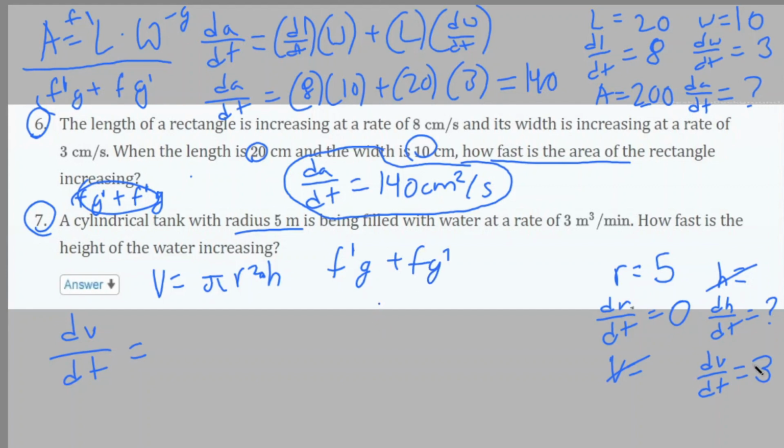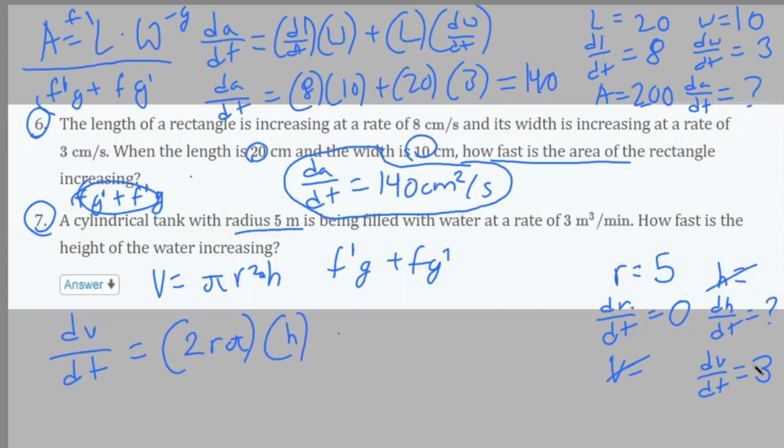And we know that, for example, g prime is going to be dh dt, and then g is going to be h rather. So let's use the product rule right now and just end up with some stuff, and then we'll figure it out. F prime is going to be the derivative of pi r squared, which is going to be 2 pi r, which is also the circumference, multiplied by g, which is going to be h.